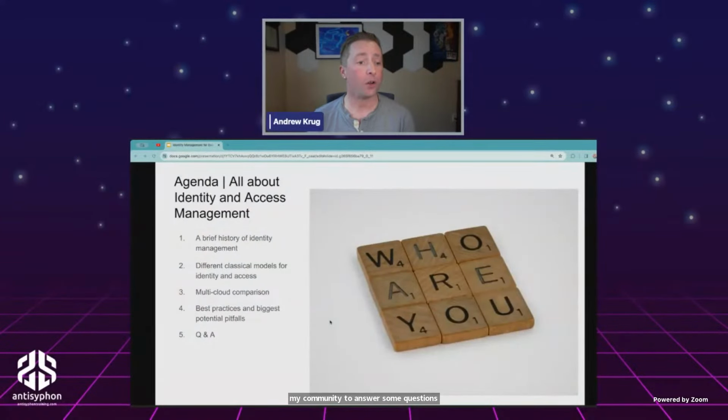Today, though, we're going to look at the history of identity management. We're going to look at different models for identity and access. We'll put together a comparison of what capabilities exist in each cloud. And then we'll look at the biggest potential pitfalls and how you can address those regardless of the cloud that you operate in.